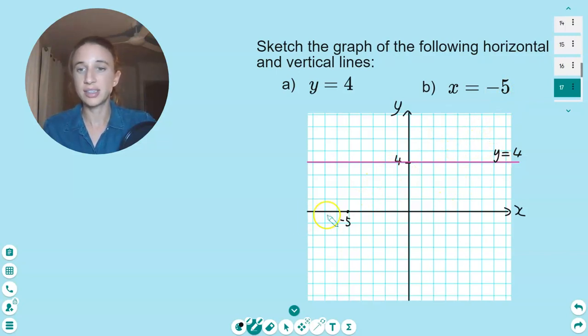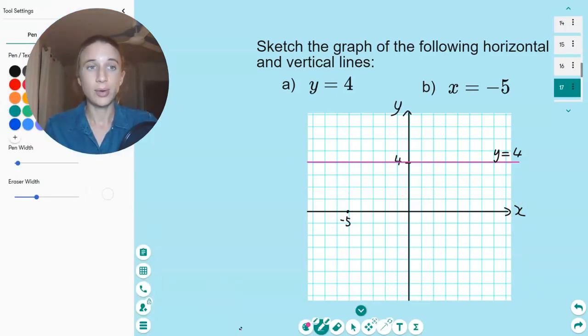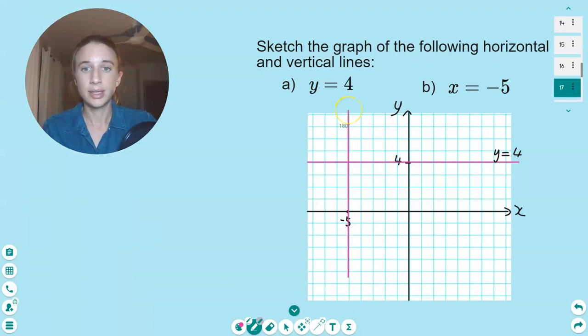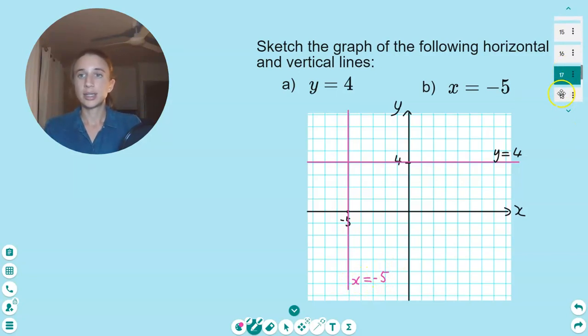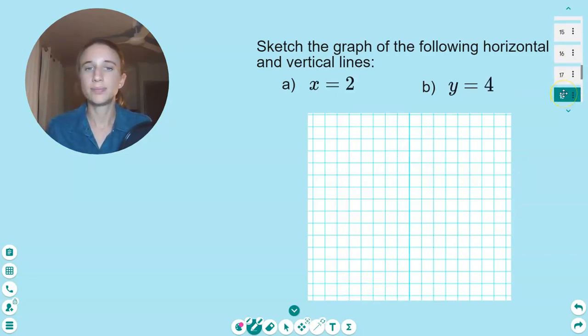The x-axis is horizontal. The graph of x equals -5 is vertical. So that's how I think about it. This is the graph of x equals -5. Let's check out the next one.